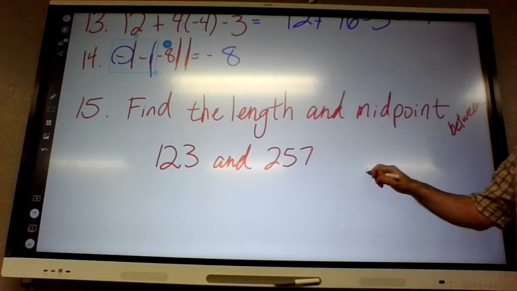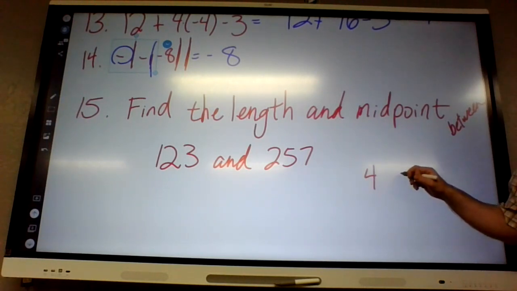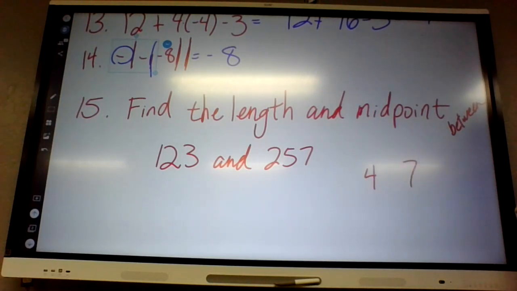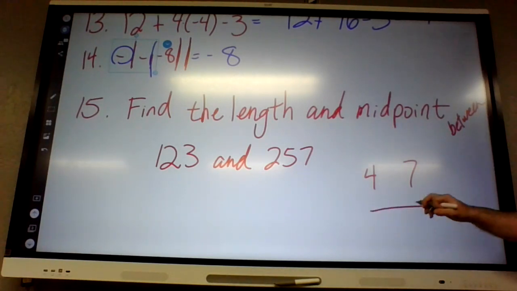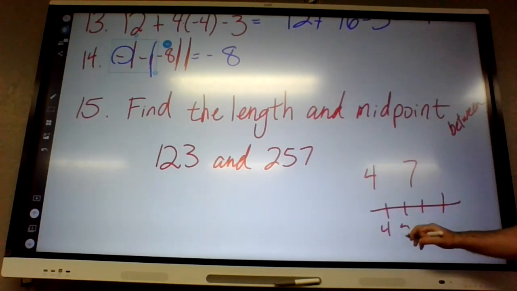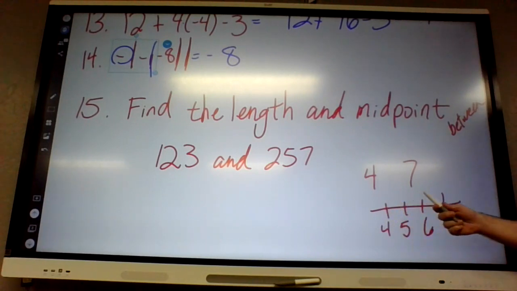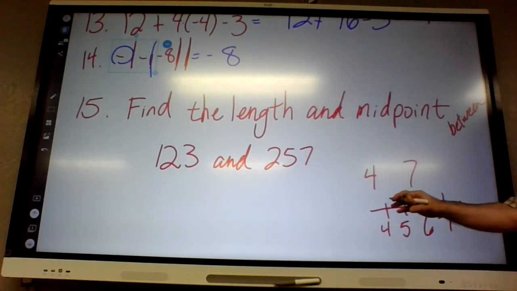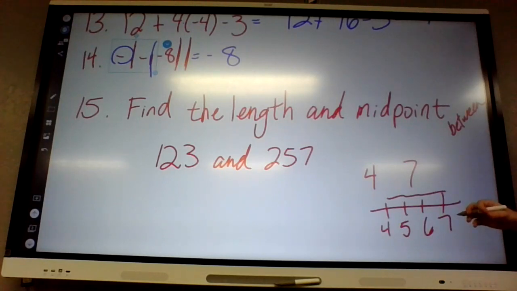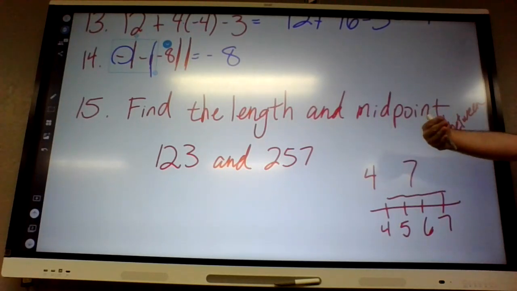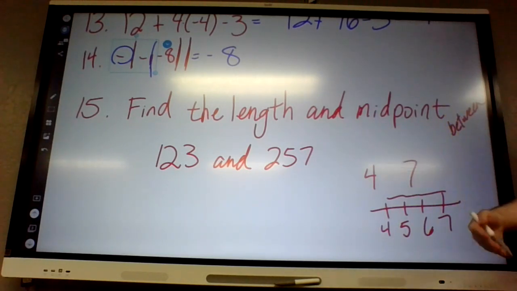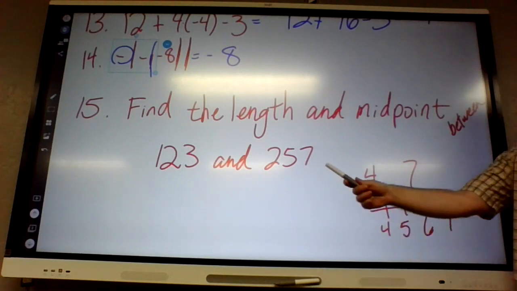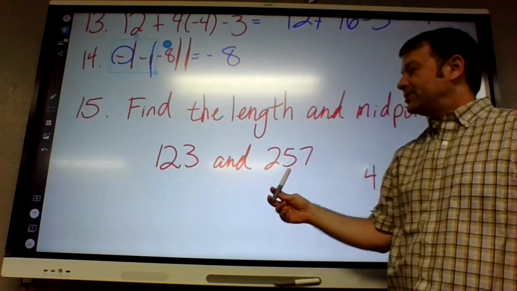Let me make up an easier example. What's the length between 4 and 7? If we're going from, well, the picture would be like 4, 5, 6, 7. How far is it from 4 to 7? 1, 2, 3. Okay. The gap from 4 to 7 is 3. So basically, what are we doing there? Subtracting. So you don't want to count on the number line. All you have to do is subtract.